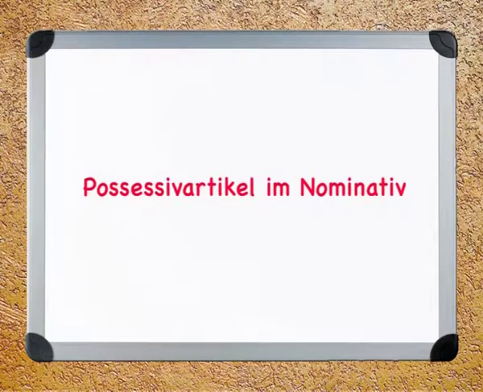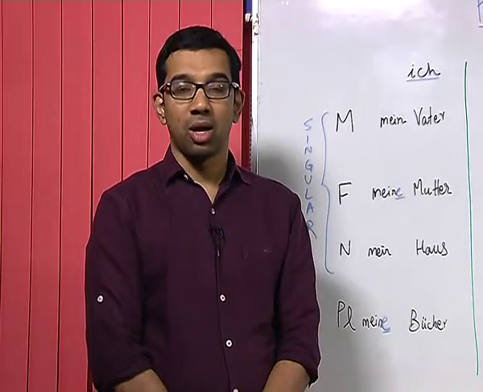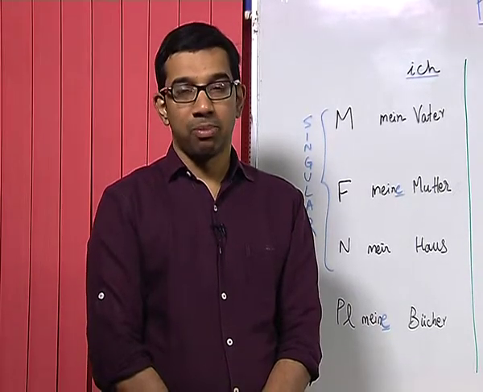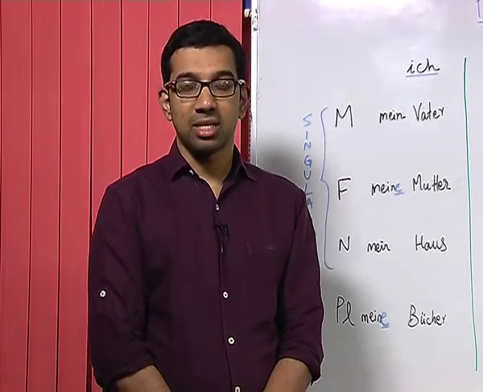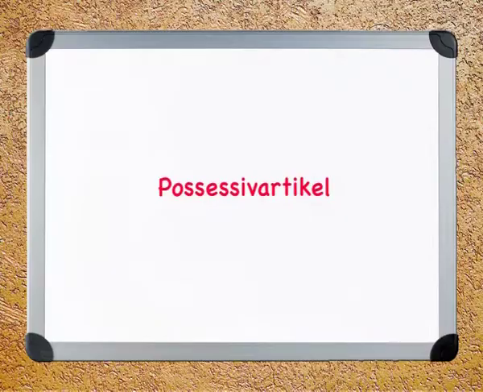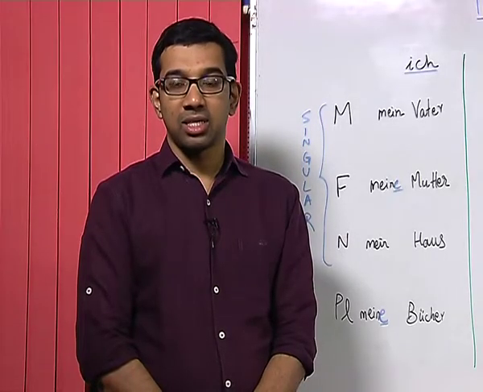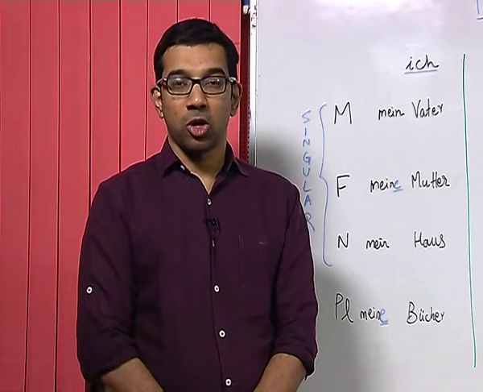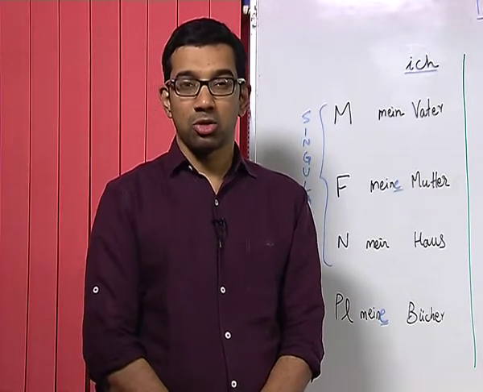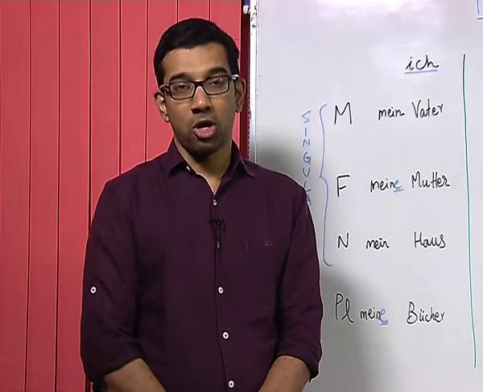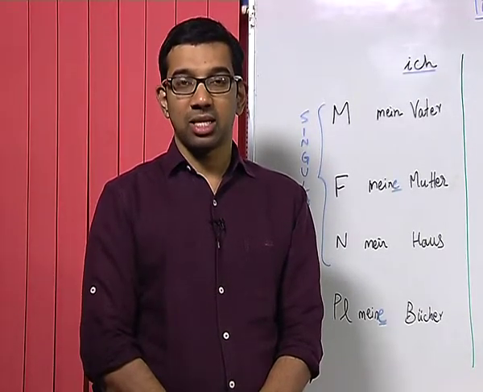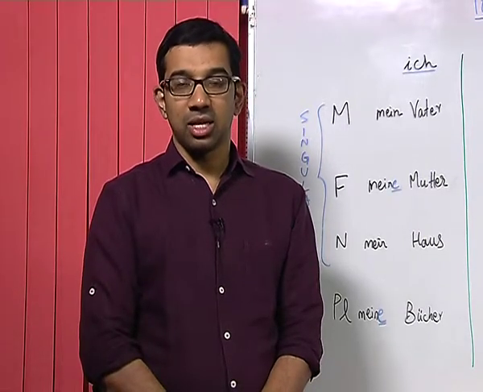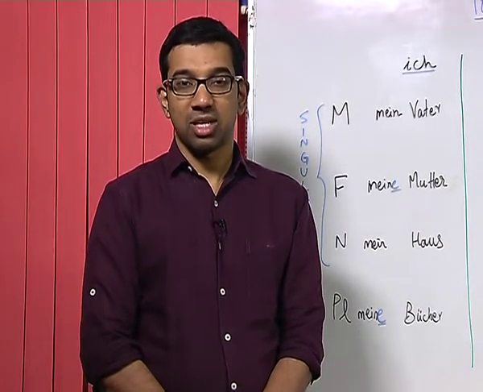In today's session, we are going to do possessive articles in nominative. Now, as you know, article means that there are indefinite and definite articles. Well, there are possessive articles also. Possessive articles are basically where the possession of an object by a person is shown. So, the possession of an object or of another person by another person. So, possessive article means that, for example, as we say in English, my book, your house, etc.